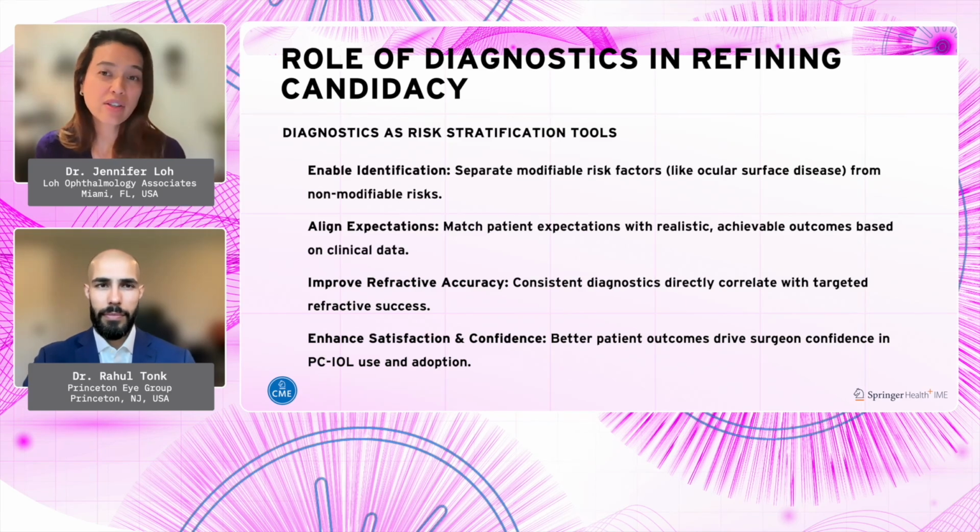and most of us have access to. And then I would say having a good biometry device is critical, getting those axial length measurements and using the right formulas. So that was a beautiful overview, very detailed. Thank you so much, Rahul.